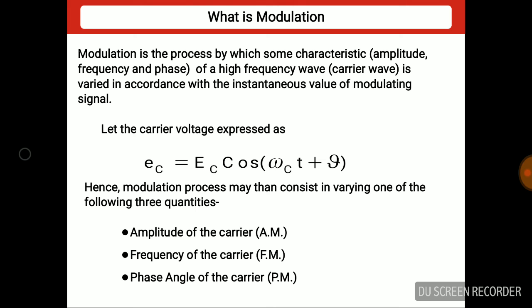Now, what is modulation? Modulation is the process by which some characteristic of a high frequency wave, called the carrier wave, is varied in accordance with the instantaneous value of the modulating signal. If the carrier wave equation is expressed by this equation, then modulation may be divided in three ways: first, amplitude modulation; second, frequency modulation; third, phase modulation.